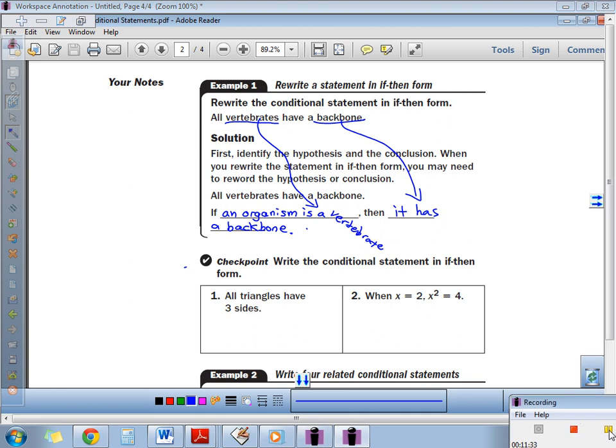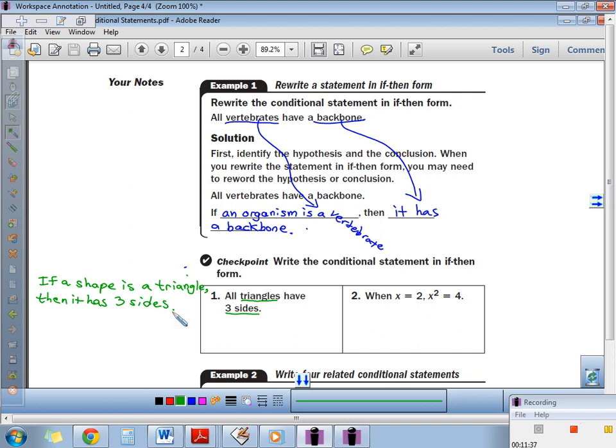All right, checkpoint number 1. It says all triangles have 3 sides. Remember, if it mentions this triangle word first, that should be in your hypothesis. The second part should be in your conclusion. So here we go. We should write, if a shape is a triangle, comma. Make sure you have your comma. Then it has 3 sides. That's a good answer right there.